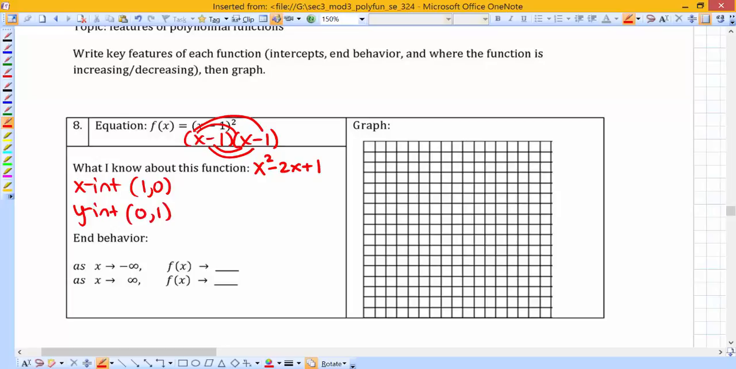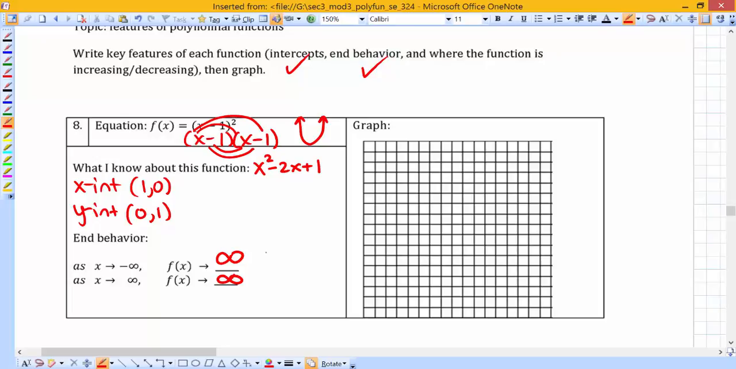End behavior. This is a parabola that opens up. So I know my end behavior is infinity, infinity. As x approaches negative infinity, y approaches infinity. As x approaches infinity, y approaches infinity. So that takes care of the intercepts and the end behavior. Then it says, where is the function increasing and decreasing?